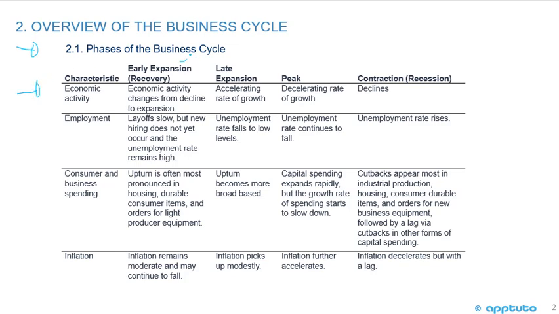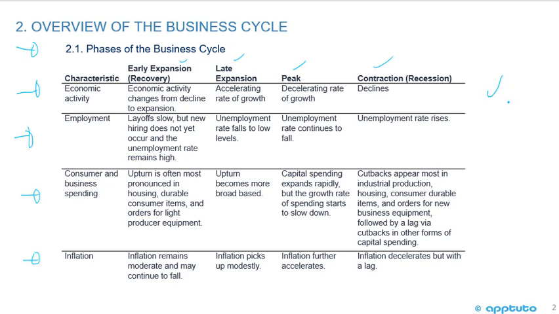So we're going from early expansion to late expansion to the peak and then into the contraction. So those are the phases of the business cycle. And then we're looking at the impact on employment, on consumer and business spending, and on inflation. So then, of course, there could be multiple choice questions based on the impact, for example, to consumer and business spending for different phases of the business cycle. So let's just go through this very quickly.